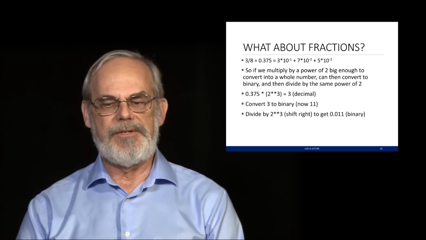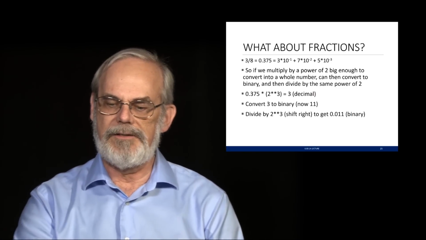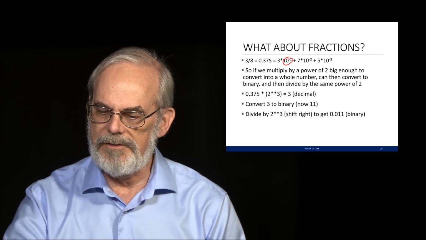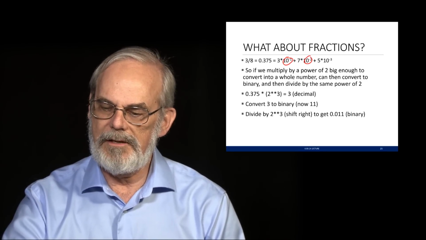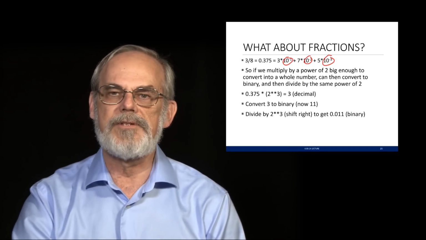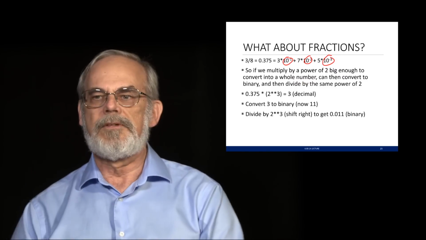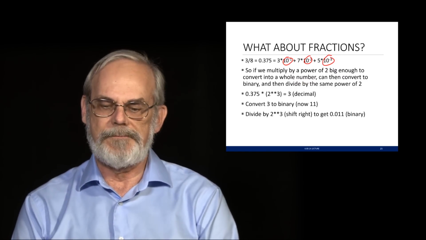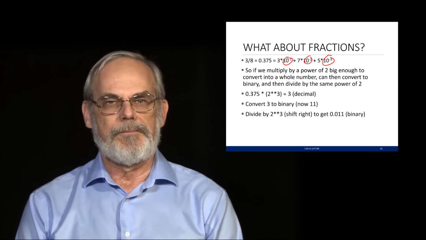3/8 is 0.375, and in decimal, that is 3 times 10 to the minus 1, plus 7 times 10 to the minus 2, plus 5 times 10 to the minus 3. It's just the digits associated with each of the placeholders. Here's the trick I'm going to play.